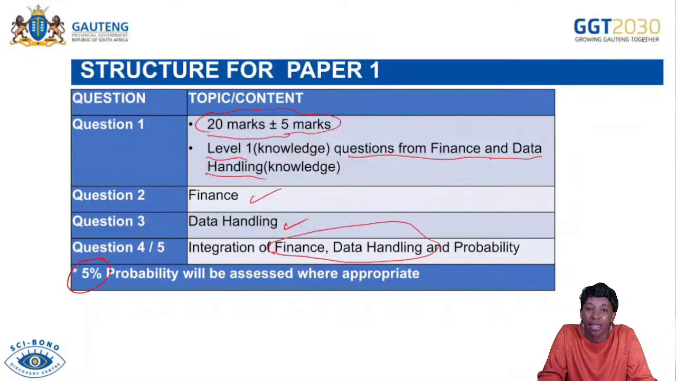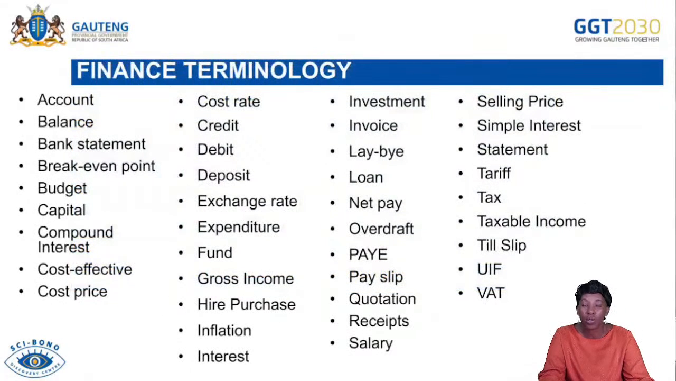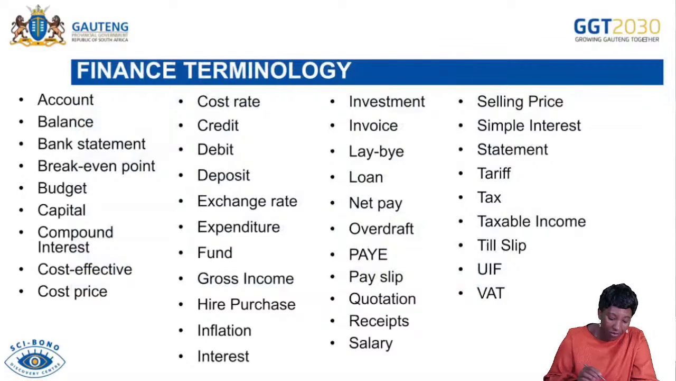So we don't know. I haven't even seen the paper, boys and girls. The boxes will be opened in front of you. I will only see the paper tomorrow when you are writing. So me and you, we are in the same boat. You are in the dark as to how the paper looks. But because we have done the finance part, we know the terminologies. These are the terminologies that you have done. I am not going to go through these terminologies, but remember, we have done everything.